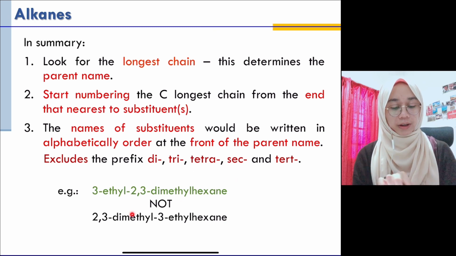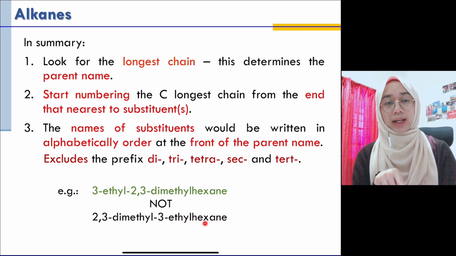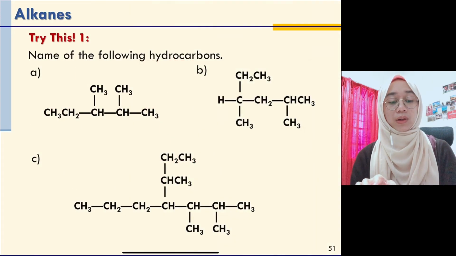Okay, so for example, like this: 3-ethyl-2,3-dimethylhexane. Ethyl is still in front, not dimethyl, because for dimethyl you don't look at the di. You look at the M. Okay, so the green one is the correct one. It's not the 2,3-dimethyl-3-ethylhexane. This one is a no.